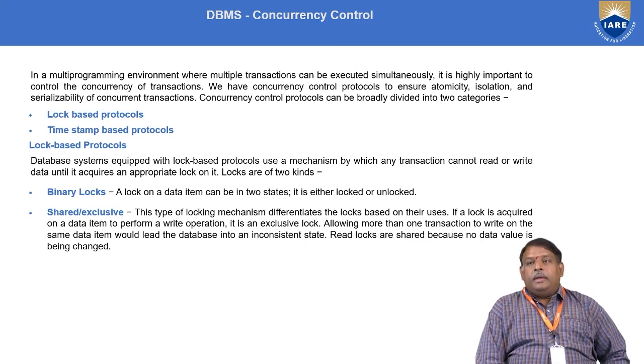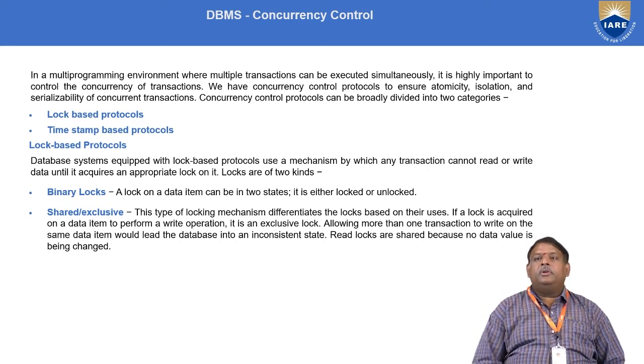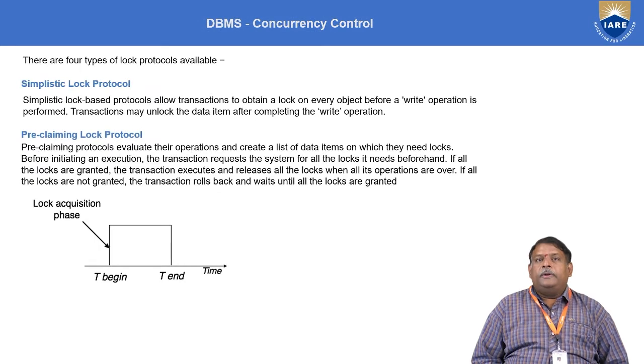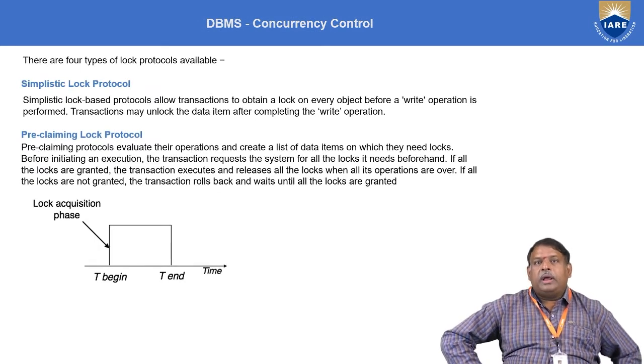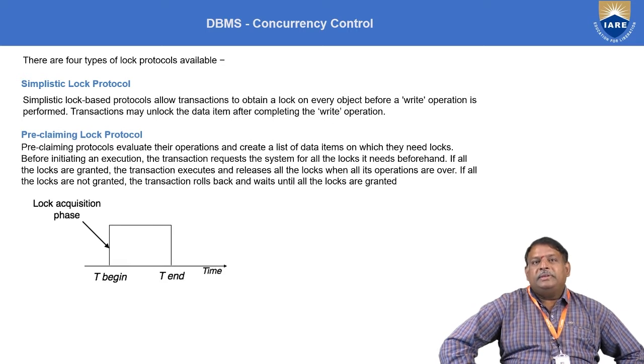When you are trying to write, it is an exclusive lock. When you are trying to read, it is a shared lock, because you are not writing anything, only reading the existing value. These are the two locks. Now we have four types of lock protocols available. One is the simplistic lock protocol.